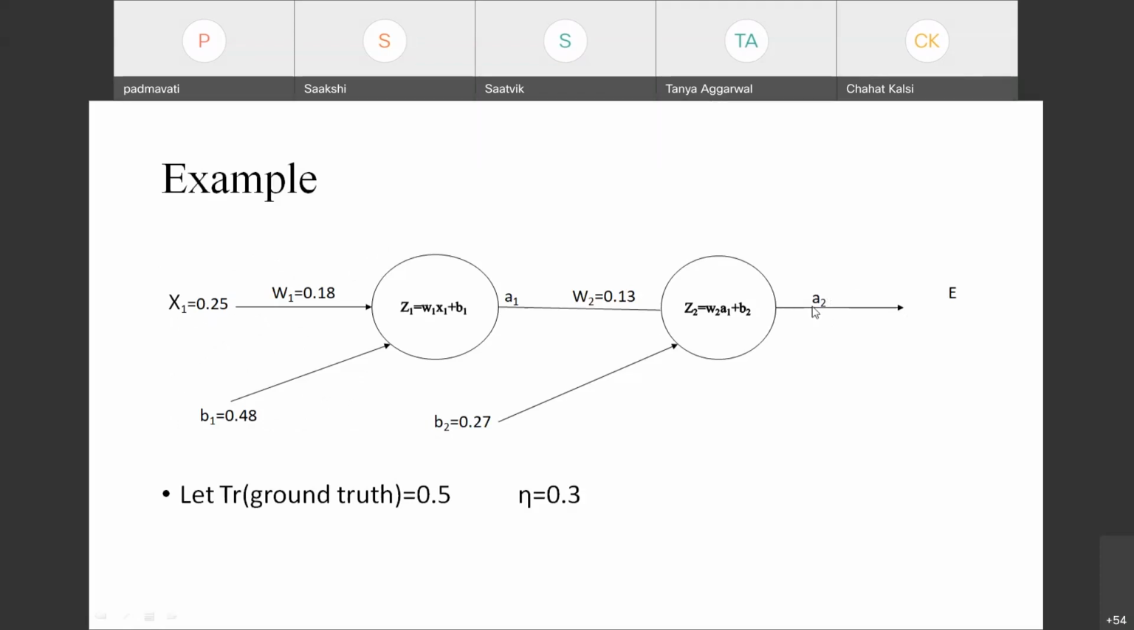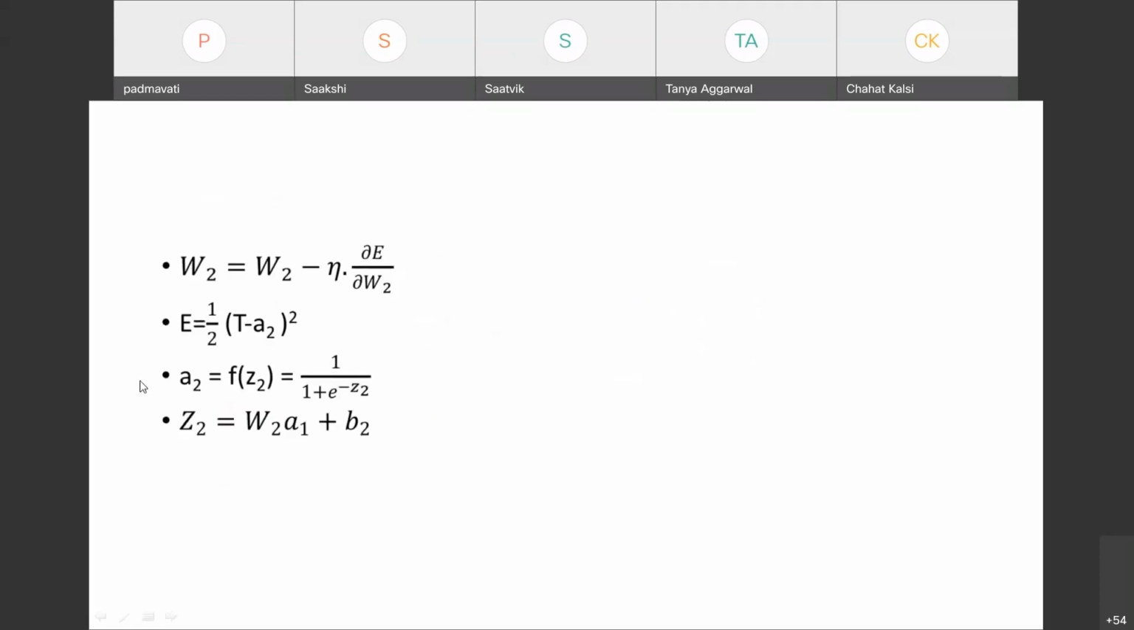In that case, a2 will be equal to 1 upon 1 plus e to the power of minus z2, correct? That is what we have done. a2 is my activation function applied on my pre-activation result, which is 1 upon 1 plus e to the power of minus z2.